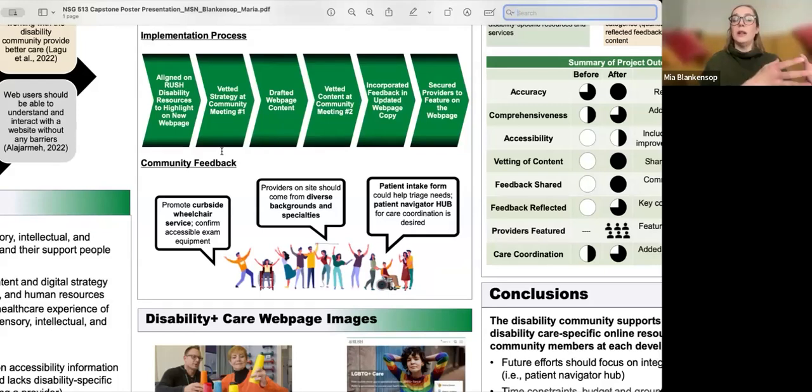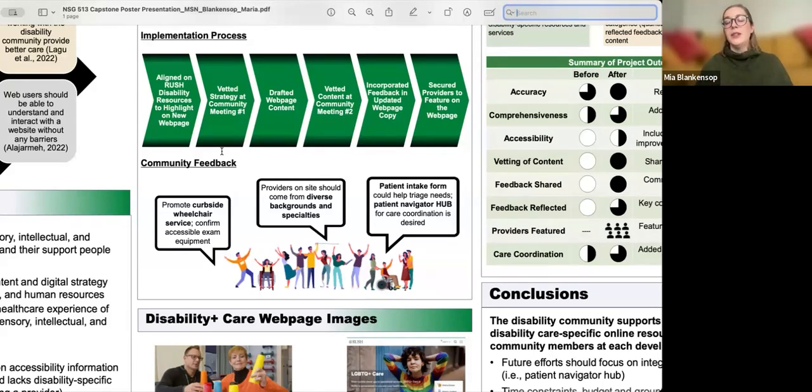So we used all of that information from that committee meeting and drafted the Disability Plus Care webpage for them to review again. And in the second meeting, perhaps because they were a little more familiar with us and familiar with the Rush web pages, we got even more feedback from them. Very, very candid, very specific, very actionable critiques that we were able to incorporate in the final webpage copy.